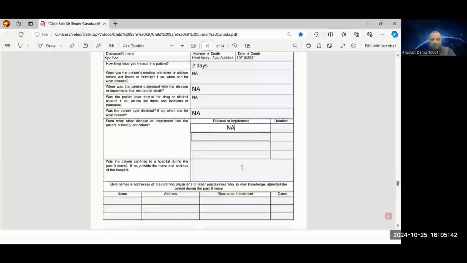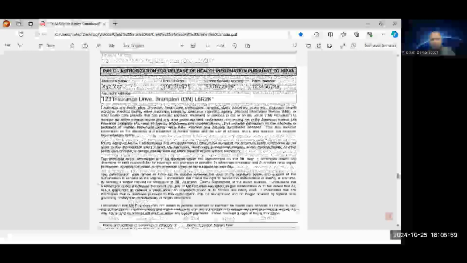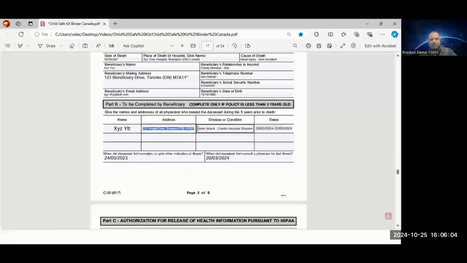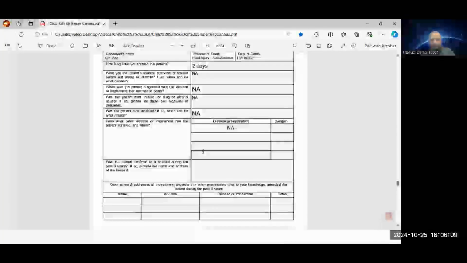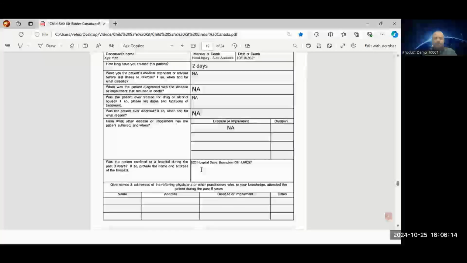All right. Was the patient confined to a hospital during the past 3 years? If so, provide the name and the address of the hospital. Okay, so this person was confined to a hospital in the last 3 years. We'll need to type in the name and the address of the hospital. So let's say this is 123 Hospital Drive, and you're going to type in the name as XYZ Civic Hospital.